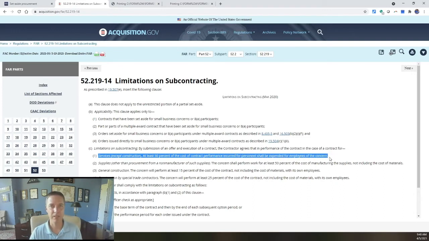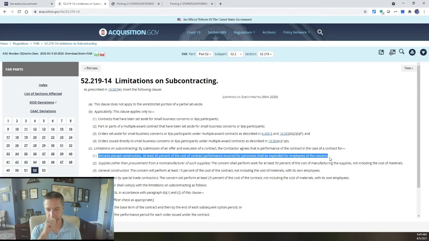So that means if it's a $100,000 contract, then your employees have to do at least half the value of the contract, which means $500,000 of the work. So that's your total, fully burdened with fee value of the work that's billed to the government, has to come from you. At least $500,000, the half dollar value, right? The half of the contract has to be done by your employees.